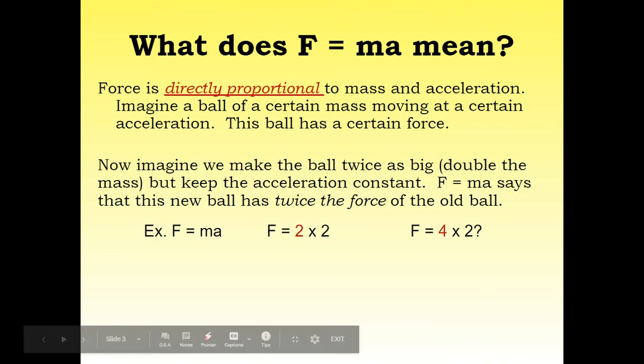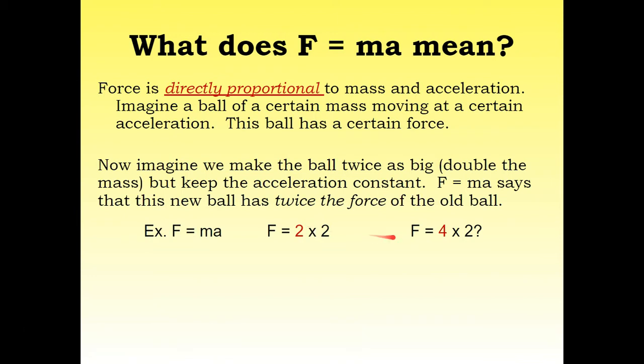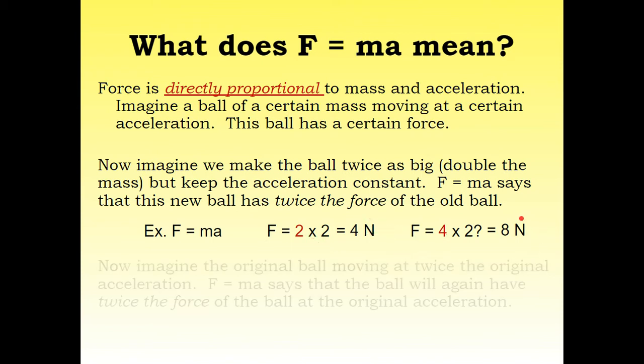So we have our formula here, F equals ma. In this case, we're going to have our mass equal to 2 and our acceleration equal to 2. Then we're going to double the mass like we said. So now we have a mass of 4 instead of 2. In the first example, 2 times 2 is 4 newtons as our force. In the second example, 4 times 2 is 8. So yes, it's true. If we double the mass, we also double the force.